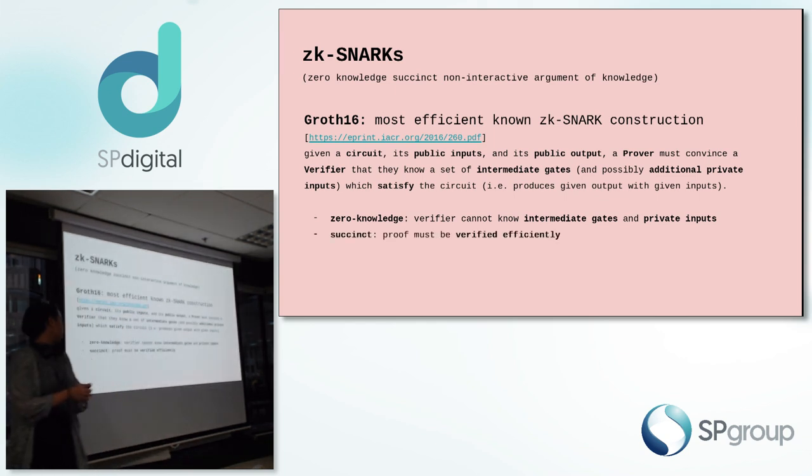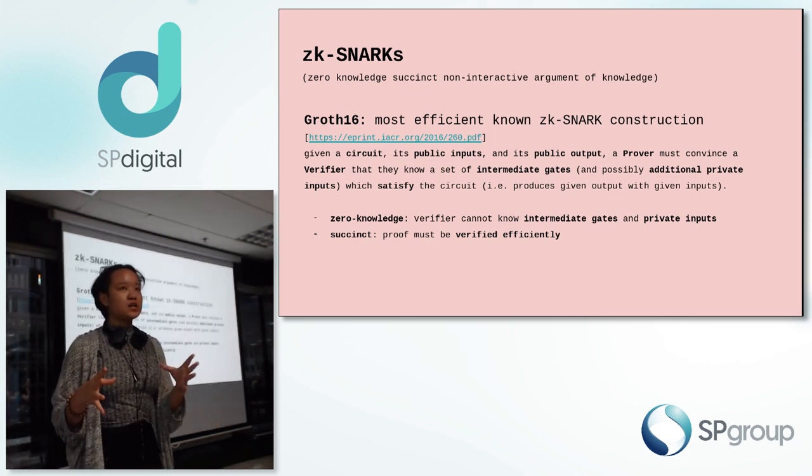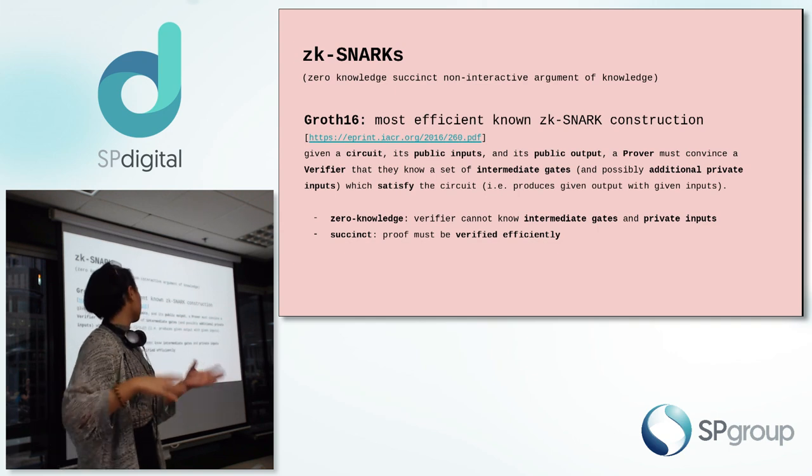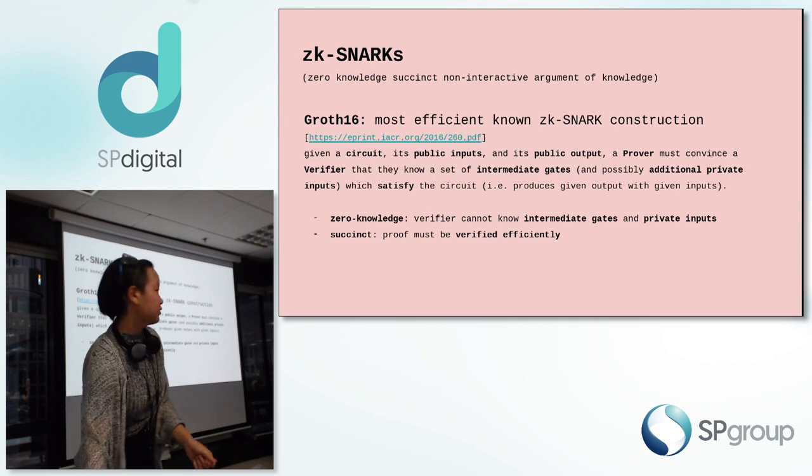And as we mentioned, this proof must be succinct. It has to be verified efficiently compared to how long you took to compute the proof. You must be able to verify it way faster than that.